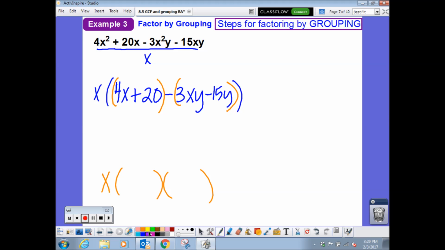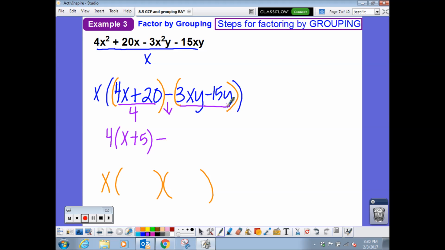Okay, now we're going to look at this first group and see what they have in common. So 4 and 20, 4 goes into both of those. They don't both have an x, so it's just 4 that I'm going to take out. That leaves me with x plus 5. I'm going to bring that minus sign down, and I'm going to look at the second group.